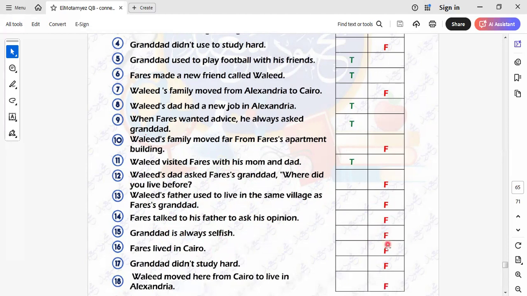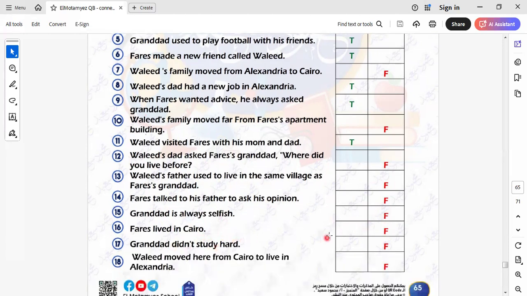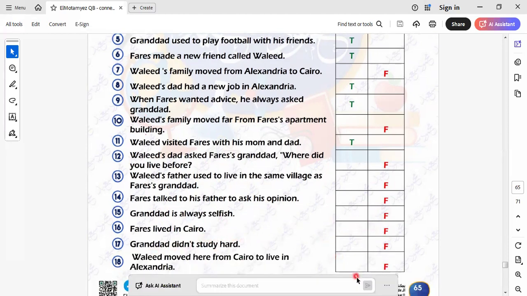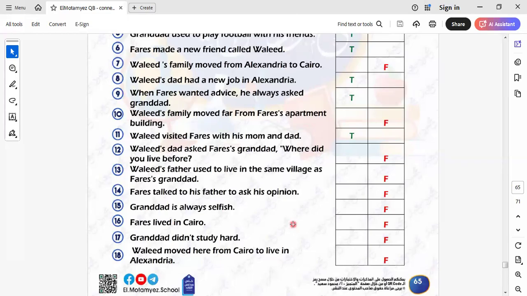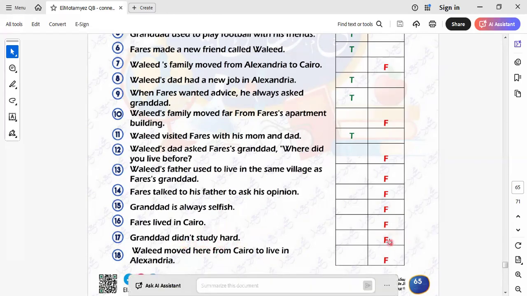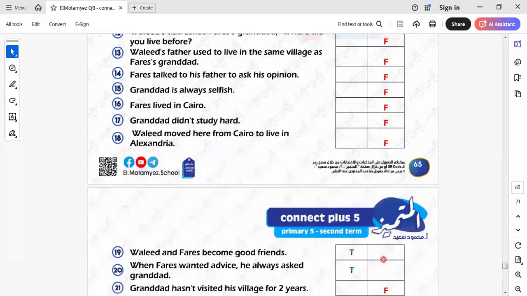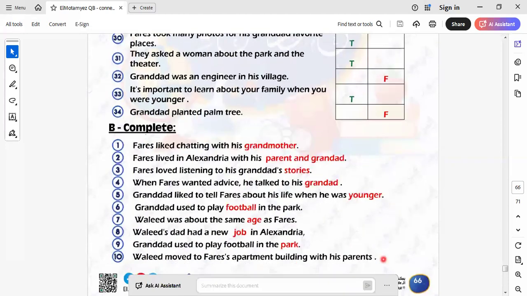It would be false. Faris lived in Cairo. False. Because as we know that Faris lives in what? In a village. The story is about granddad's what? Granddad's village. So he can't live in Cairo. Faris doesn't live in Cairo, he lived in what? In a village. So the answer here would be false. Granddads didn't study hard. False. Walid moved here from Cairo to live in Alexandria. It's false. I will leave the rest for you to do by yourself.